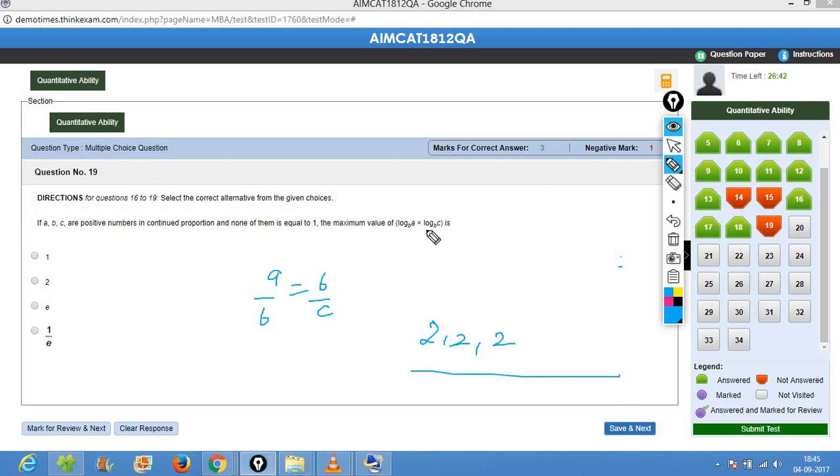Next, what is the maximum value of log A base B times log B base C? Let's put it here, A is 2, B is 2. So this value will be 1. Similarly, this value will be 1. So 1 into 1. Everything is going well. 2, 2, 2, none of them is equal to 1. Fine.